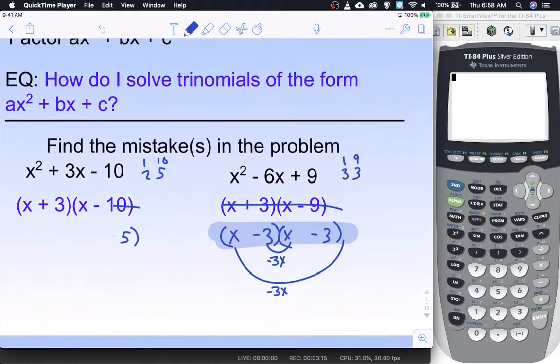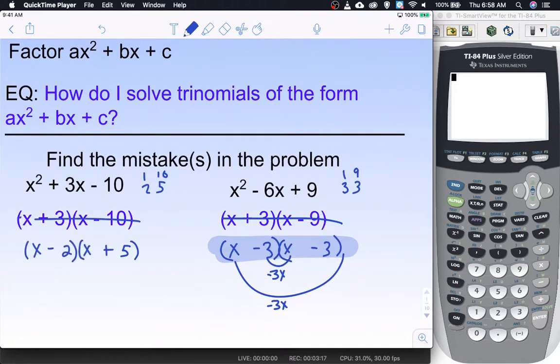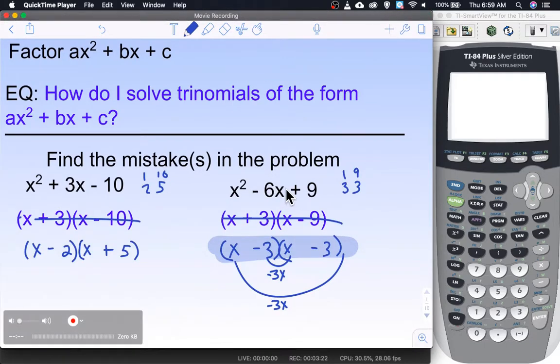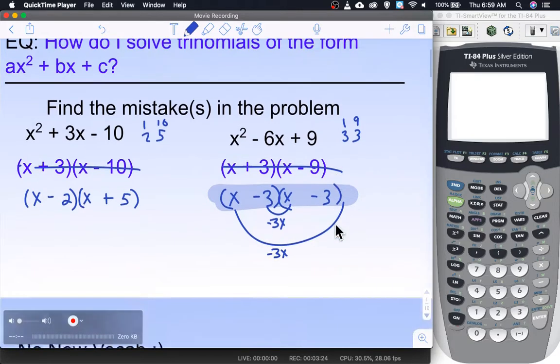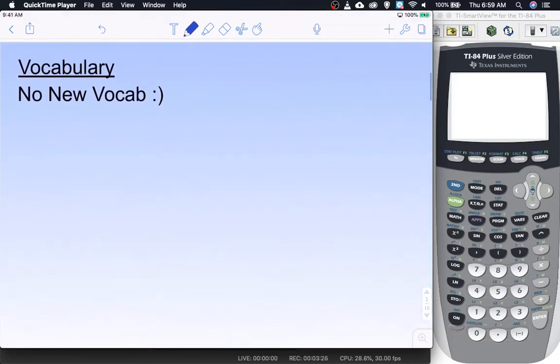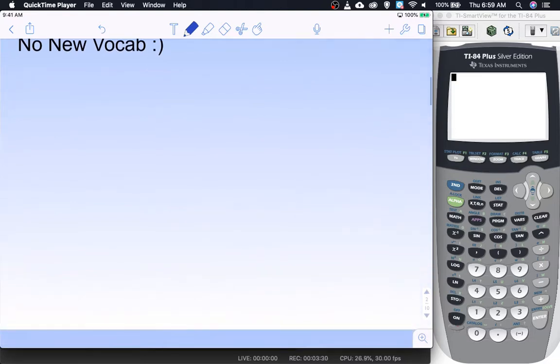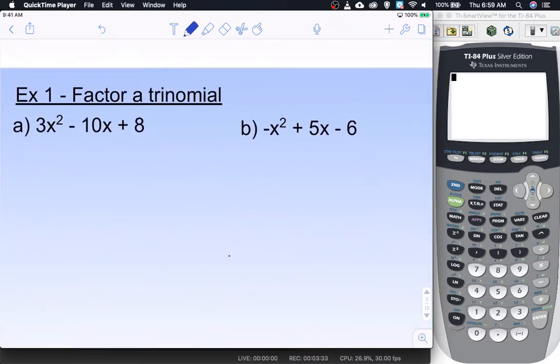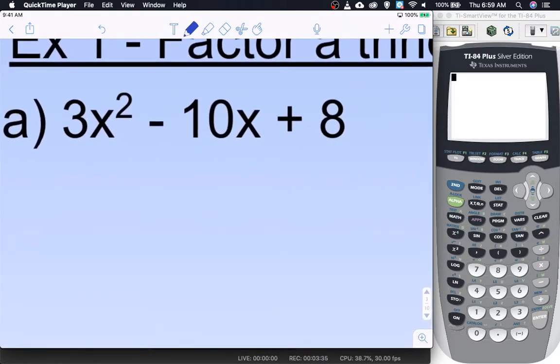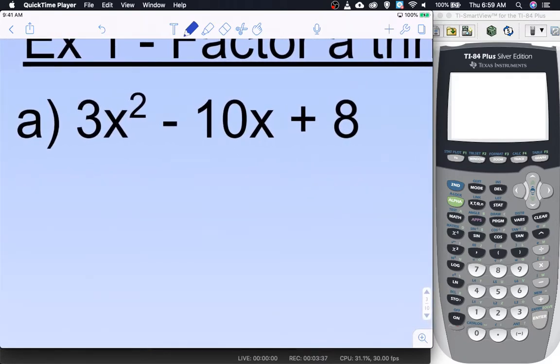Okay, so that is what we were doing in the previous lesson, just taking a trinomial and factoring it. There is no new vocabulary because it's just going to be more practice of pretty much the same skill, just a little bit harder. So let's look at it. I want to factor that.